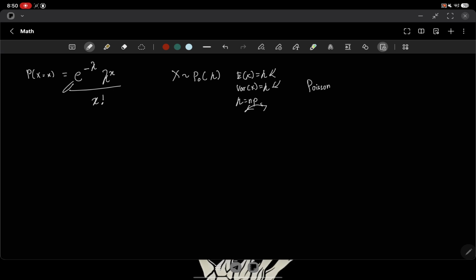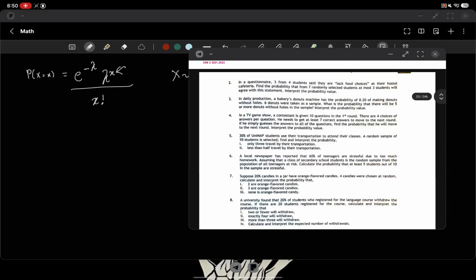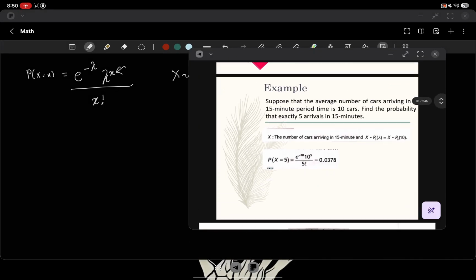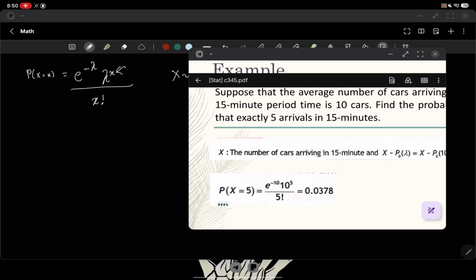So this is e, which you type from the calculator, then we have negative, then our lambda value, then lambda to the power of x, and x factorial, using the calculator function to input that equation. Now, for example, in this question.